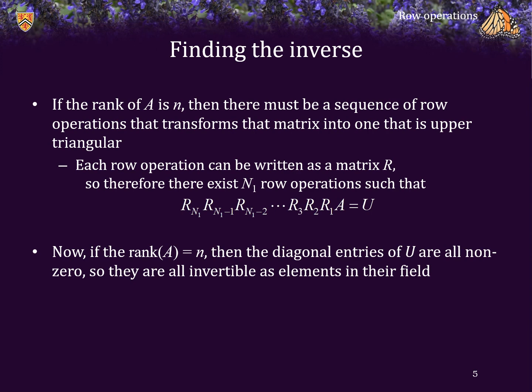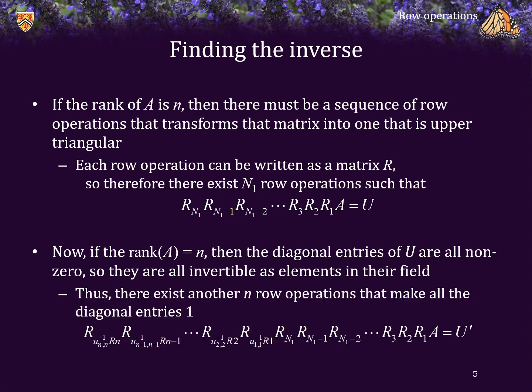Now, if the rank of A is equal to n, then the diagonal entries of the matrix U must all be non-zero. So they are all invertible elements of their own field, be it the reals or the complex numbers. Consequently, we can find another n operations that transforms the upper triangular matrix into one that is upper triangular with all the diagonal entries being 1. So essentially we multiply the first row by the inverse of the diagonal entry on the first row. We then apply the row operation which multiplies the second row by the inverse of the second entry on the diagonal, and so on and so forth for each and every entry on the diagonal.